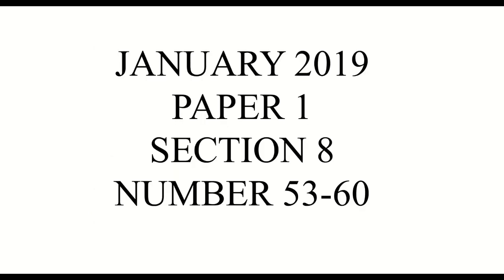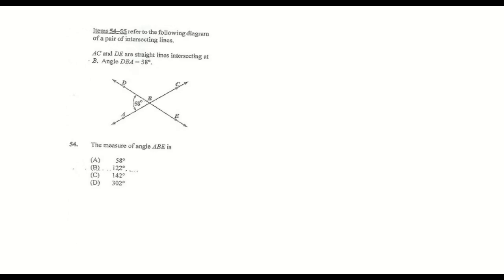Let's look at January 2018. Paper 1, section 8, number 53 to 60. It rotates anti-clockwise, and you get a line like this. Y is equal to negative x. Then this here, the measure of ABE, that's this angle here, it's on a straight line. So this is 180 minus 58, which is 122. So the answer is B for this question.